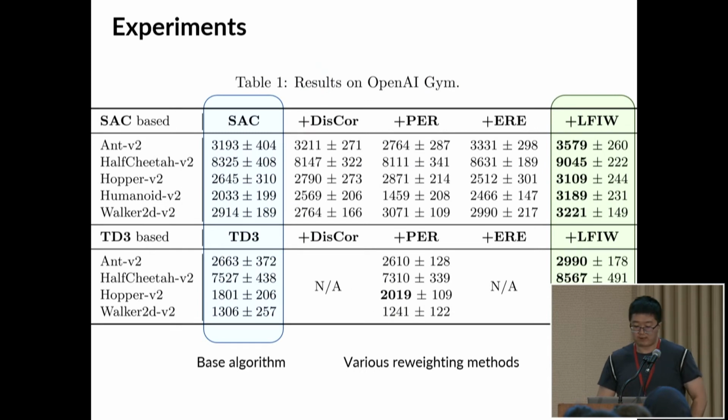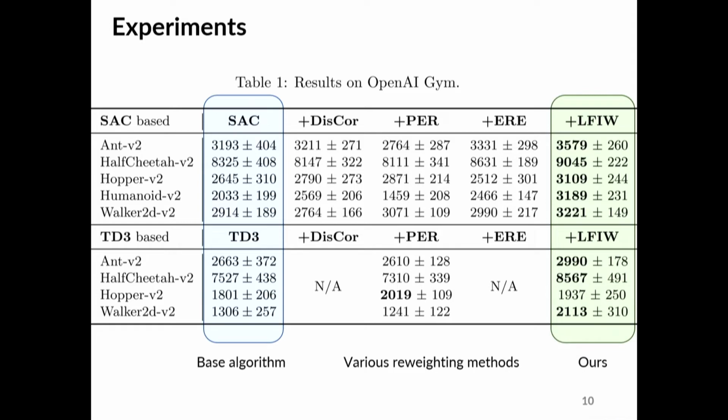And in various experiments on OpenAI Gym, for example, we implement these algorithms on various base algorithms such as soft actor critic and TD3. On the leftmost column, the blue column is the base algorithm, which is the typical performance that we expect. And the rightmost column is our method.